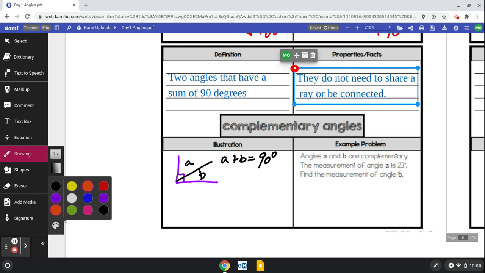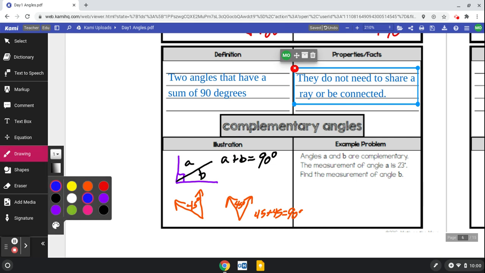All right, let's do two other ones. Again, say we have two angles right here. We have another angle right here. Say they're both 45 degrees. Well, we know 45 plus 45 equals 90 degrees. So those are indeed complementary.